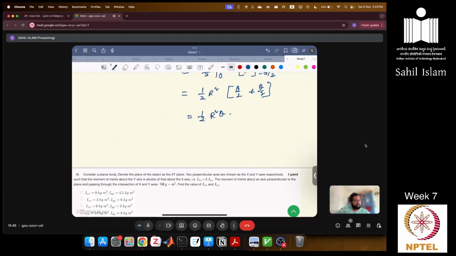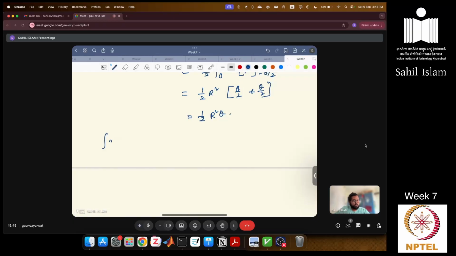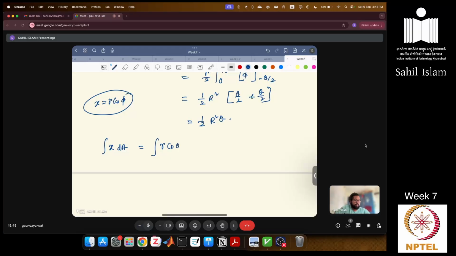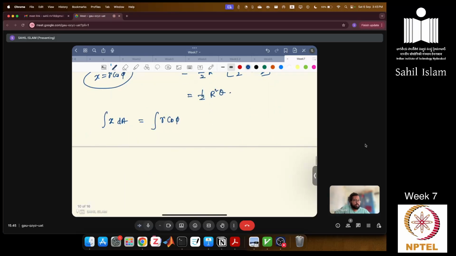So what is the numerator? It is integral x dA. For a circular setup we can write x equal to r cos phi. Same way we have r dr d phi, and we have two integrals. So now we have r squared dr integral times integral cos phi d phi, where the r integral goes from 0 to R, and the phi integral goes from minus theta by 2 to theta by 2.